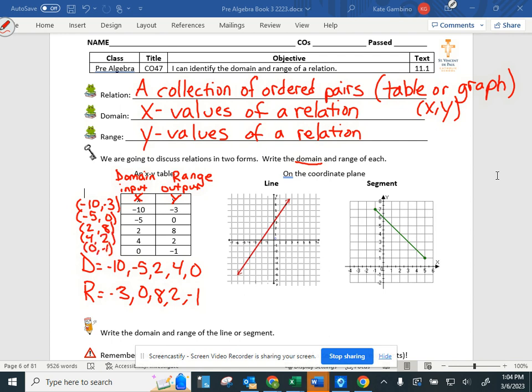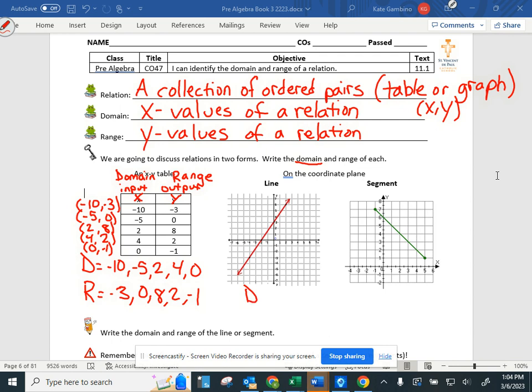Right? So the function table is pretty easy. We know what our x's are, we know what our y's are, because we can take the x and the y out of that function table and put them as an ordered pair. But now we have our coordinate plane, where we're graphing lines. And now it gets a little bit trickier, because we don't have specific points on the line. We just have a whole line drawn. So it's not quite so easy.